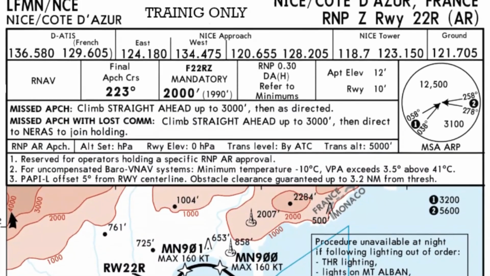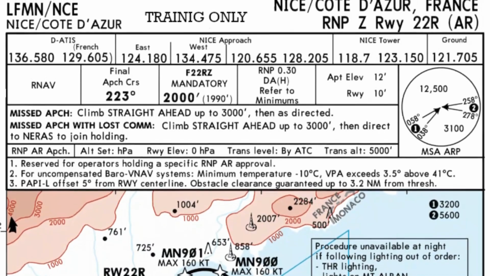So this procedure, this RNP, this required navigation procedure, is based mainly on the GPS and on the augmentation system of the GPS, with a required navigation performance at the last stage of the approach of 0.3 nautical miles. Let's take another example of an authorization required approach.